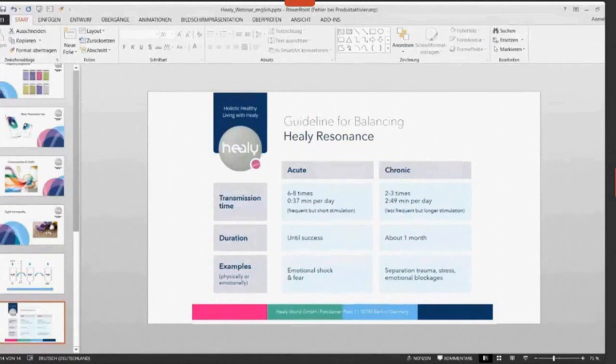If it's more or less an acute issue you're doing the analysis for, then you would do 6 to 8 times of transmitting this one list you have analyzed for 37 seconds. Remember, one sending interval is 37 seconds and a few milliseconds after the comma. You choose that interval, and you do it 6 to 8 times. The idea is it is frequent but short stimulation.